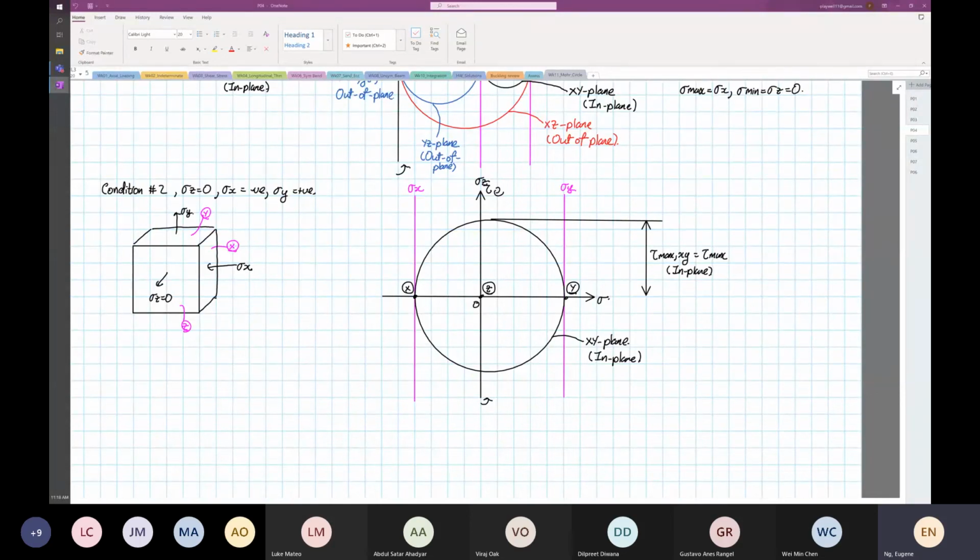Then we're going to draw the circle for YZ. So we're going to draw the YZ circle. All right, so this is for your YZ.